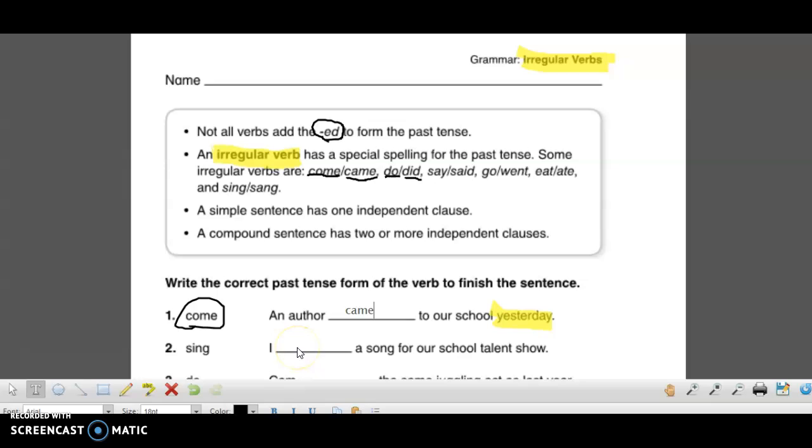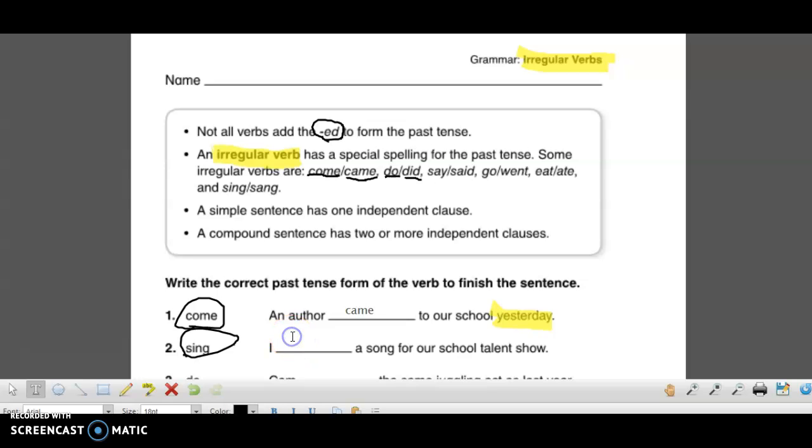Let's take a look at the second sentence, and I want you to pause the video right now and go get your interactive notebook so we can write this sentence into our interactive notebook. Go ahead and pause the video to go get that. Okay, now that you have gotten your interactive notebook, I want you to rewrite this sentence and use the present tense verb sing in its past tense in the blank. So you're going to turn sing into its past tense in order to complete the sentence. Go ahead and pause the video, and write this sentence into your interactive notebook.